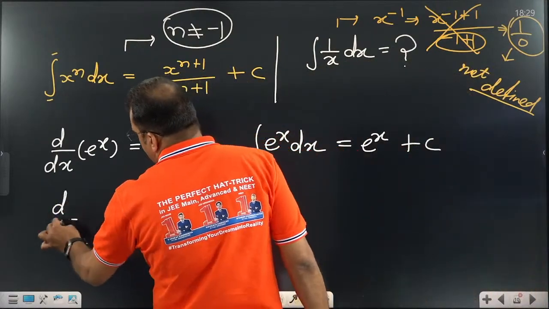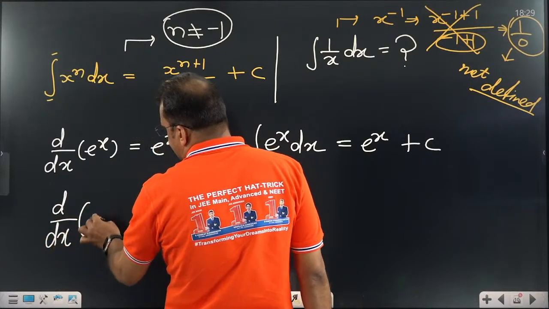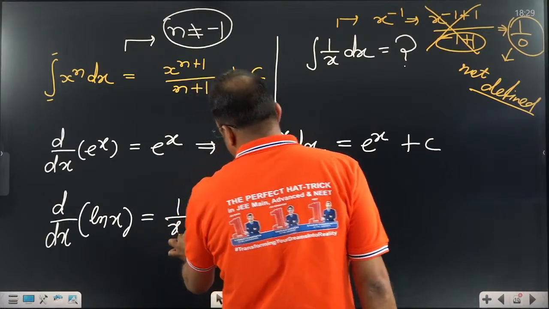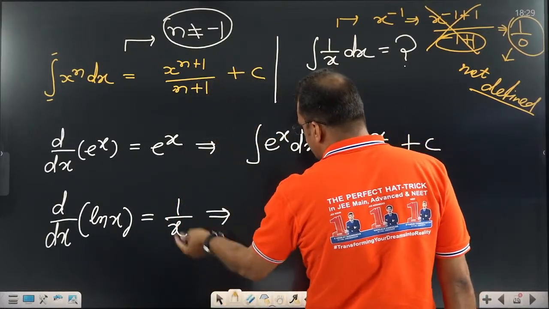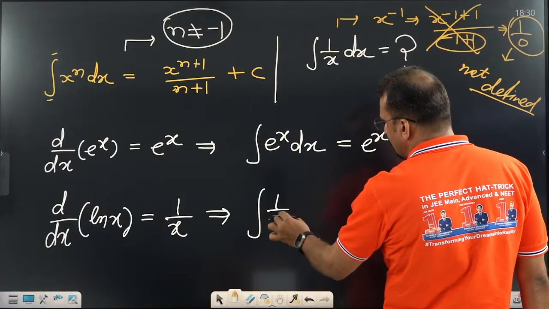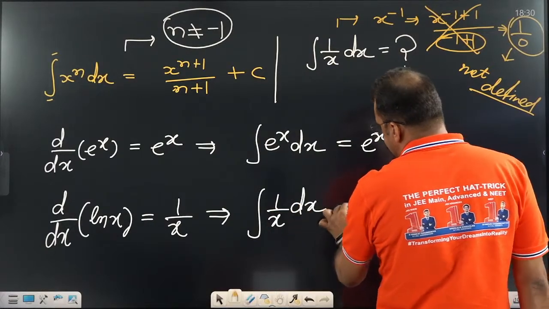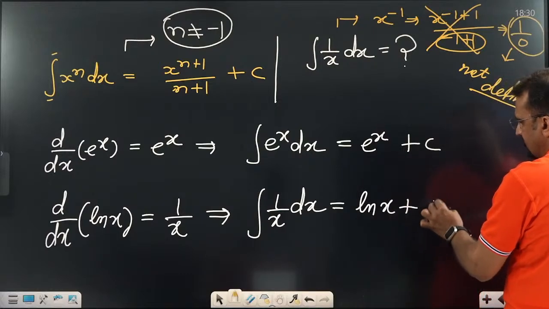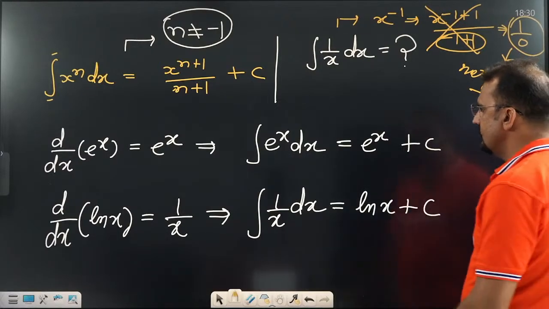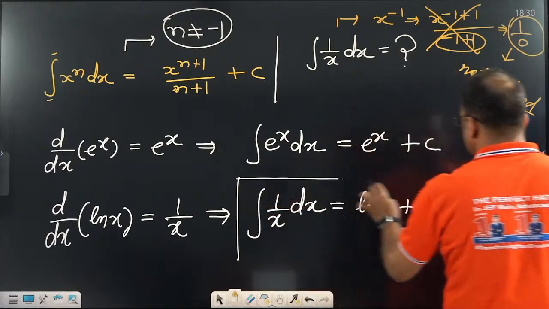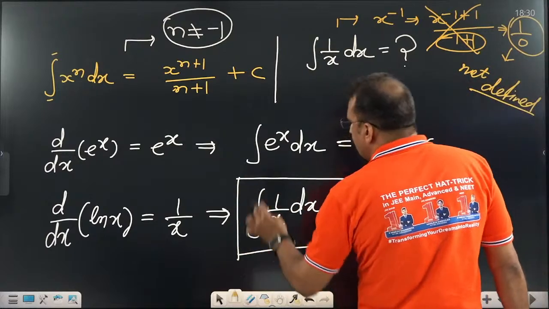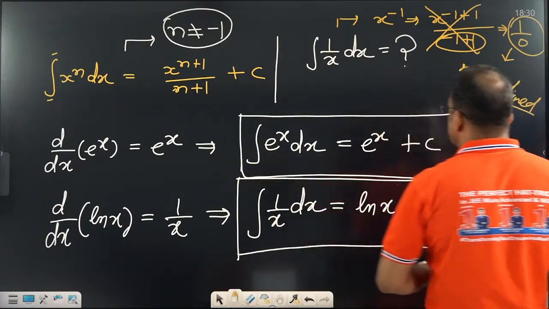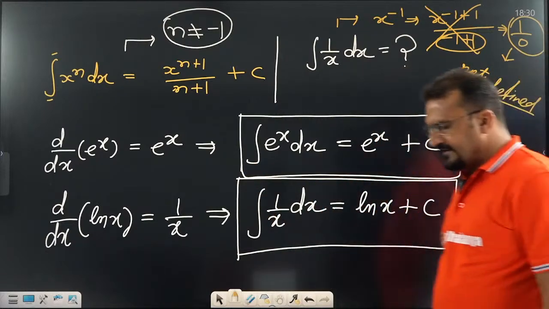What is that? We know that d over dx of ln x, differentiation is 1 by x. If someone asks the reverse process, what is the reverse process? 1 by x integration is going to be ln x, log x, natural log plus c. I think you know what plus c means. Plus c means that is the indefinite integration constant. So I think everything is very clear.